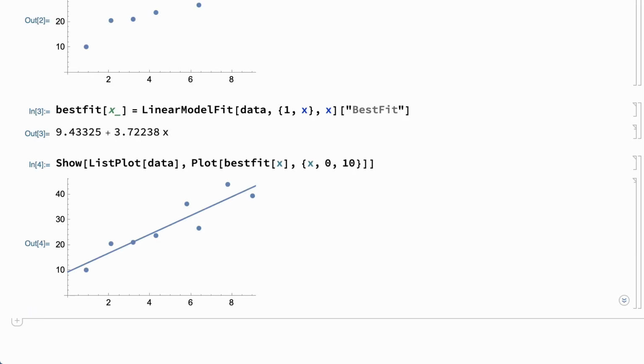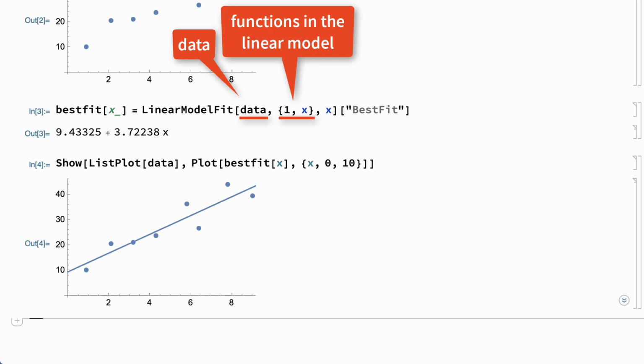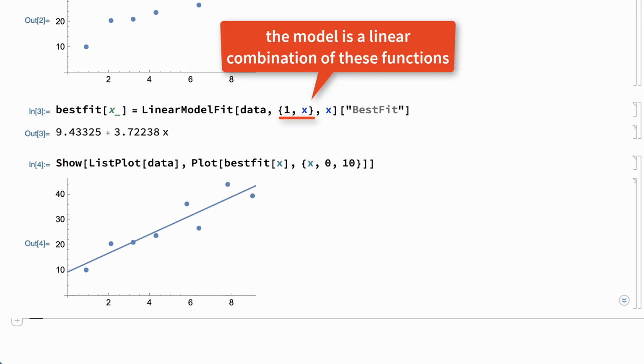plot of the data and the line. The first argument in LinearModelFit is the data, the second argument is a list of functions, and the third argument is the variable of those functions. The model is called a linear model because the model that is fit to the data is a linear combination of the functions listed in the second argument.